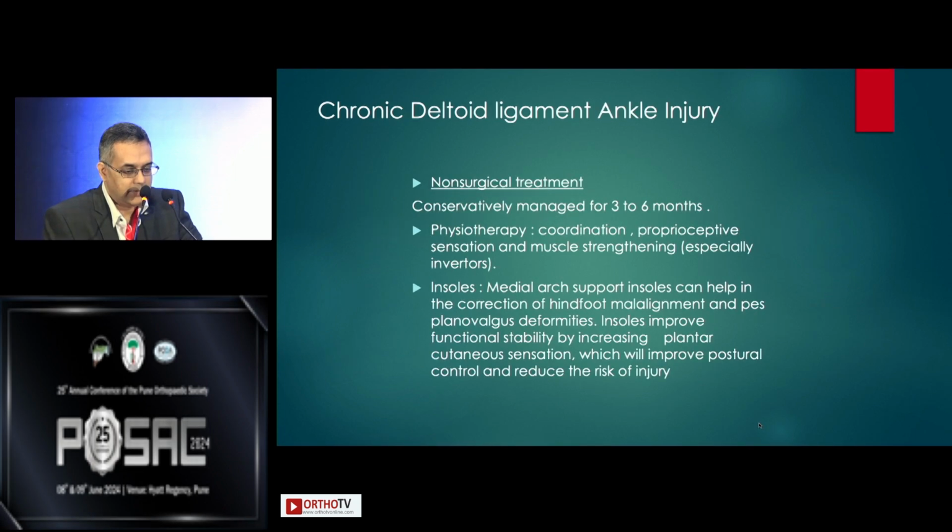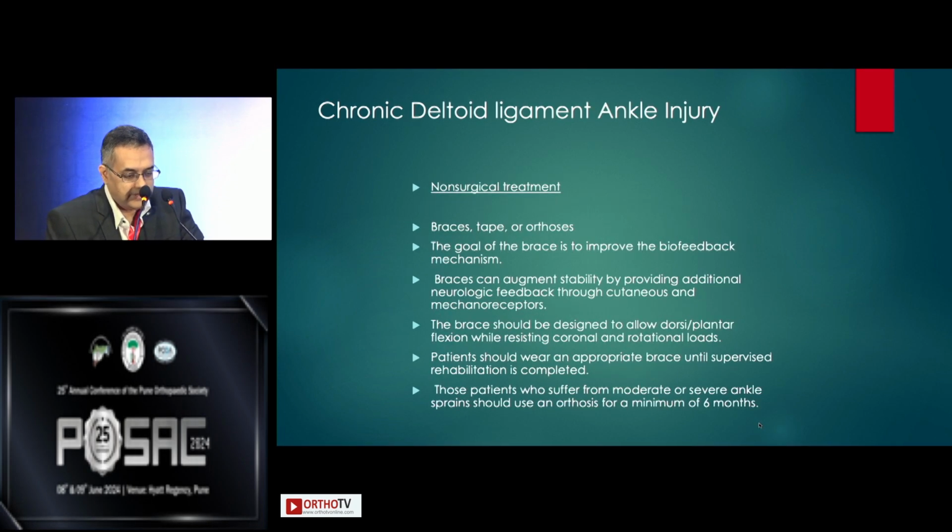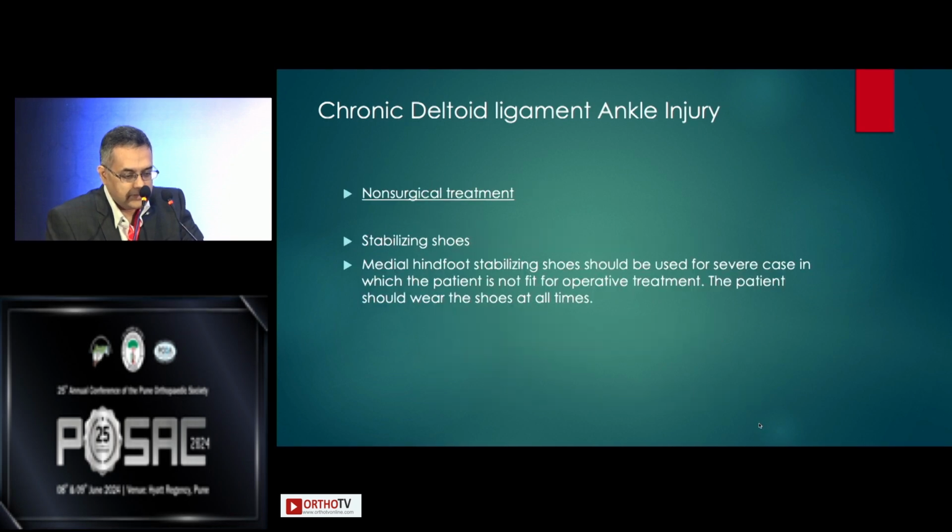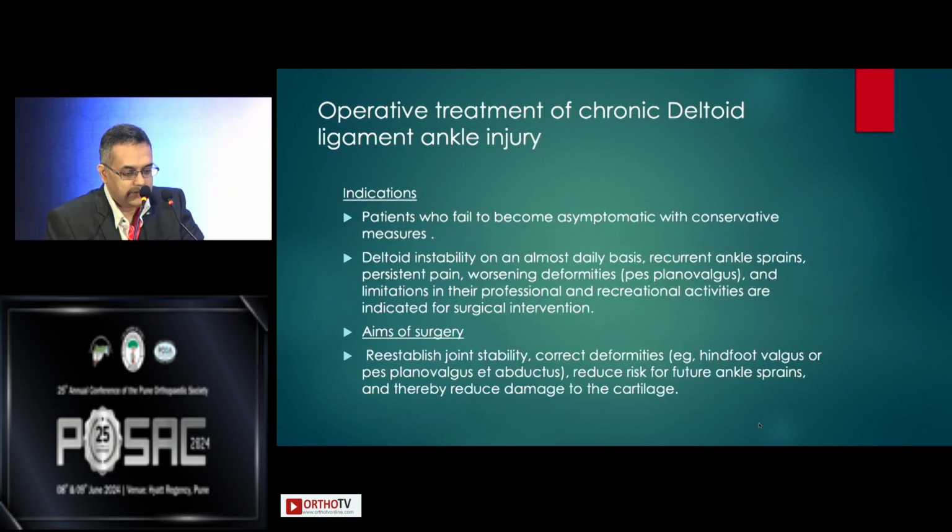Chronic deltoid ligament injury, non-surgical treatment: conservatively managed for 3 to 6 months. Physiotherapy, then insoles, braces can be given. Stabilizing shoes can also be given.